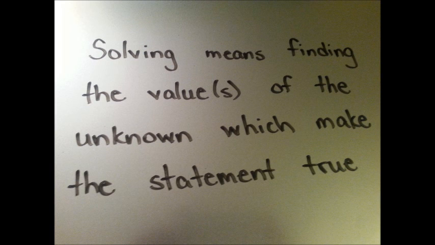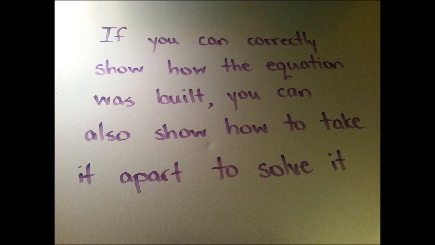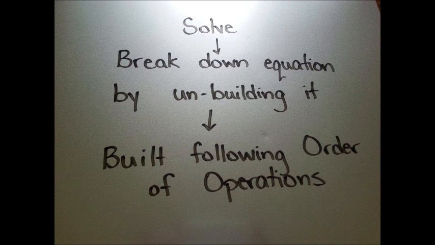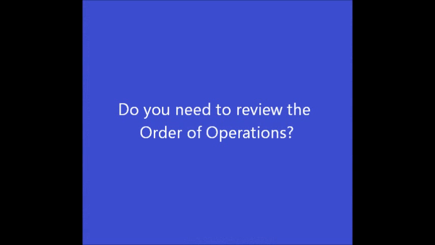So when we talk about solving, solving means finding the value of the unknown that makes the statement true, or makes the equation true. Another way to think about solving is that solving is breaking down the equation by unbuilding it. If you've watched the lesson on the order of operations, you've seen the reference to building already. So if you can correctly show how an equation was built, you can also show how to take that equation apart to solve it. Keep in mind, our equations were built following the order of operations. So solving, we're going to follow the reverse order of operations.